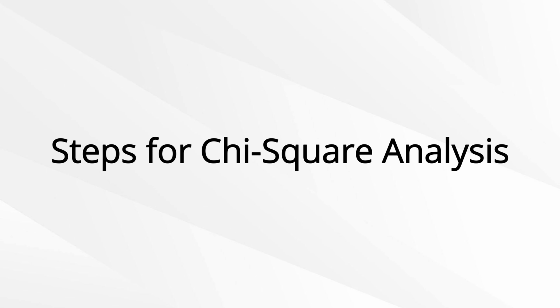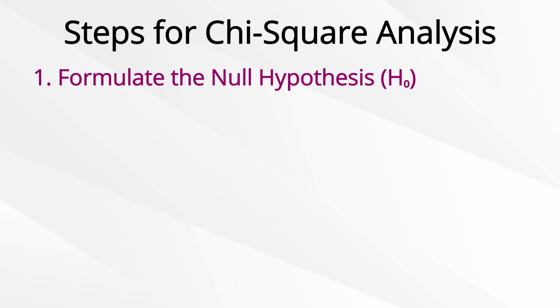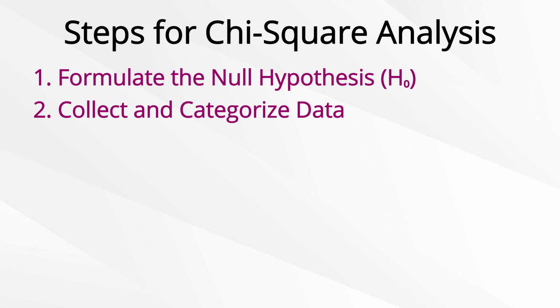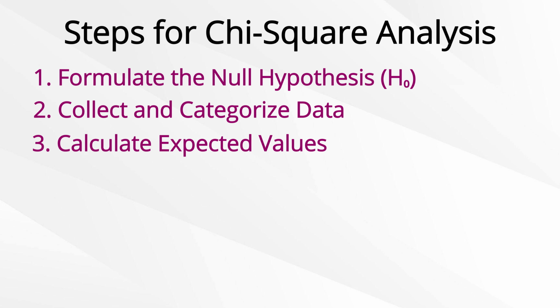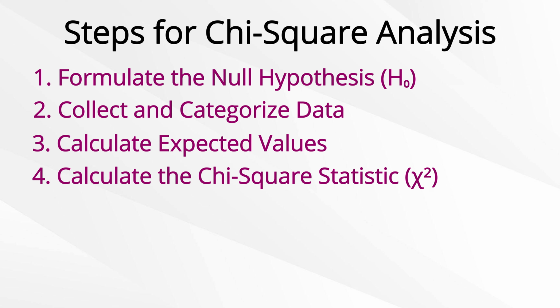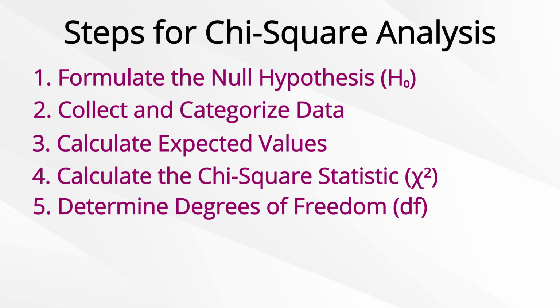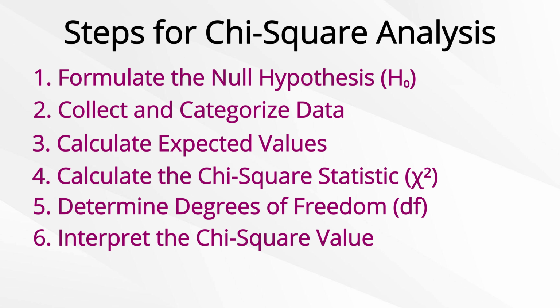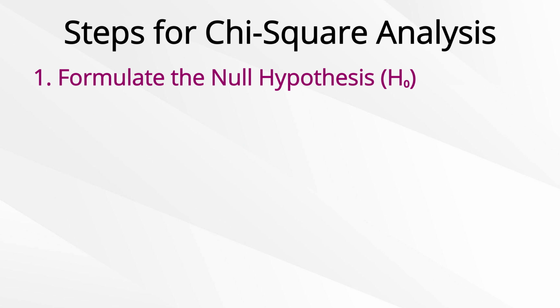Steps for chi-square analysis. 1. Formulate the null hypothesis, H0. 2. Collect and categorize data. 3. Calculate expected values. 4. Calculate the chi-square statistic. 5. Determine degrees of freedom, DF. 6. Interpret the chi-square value. 7. Make a decision.